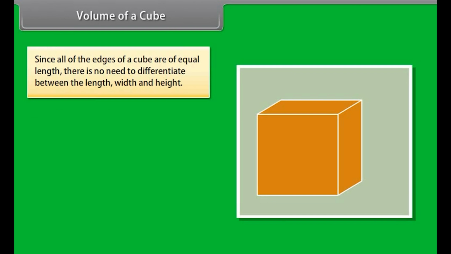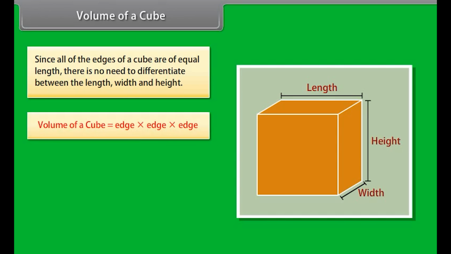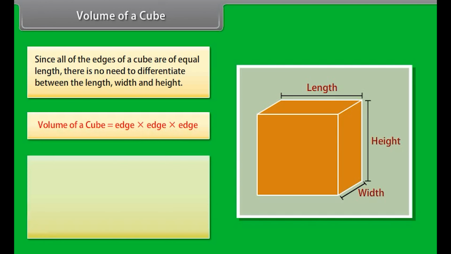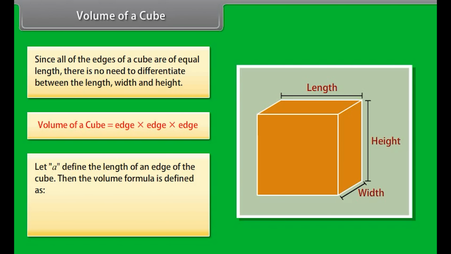Volume of a cube. Since all of the edges of a cube are of equal length, there is no need to differentiate between the length, width, and height. The volume of a cube is determined by multiplying the lengths of three edges of the cube. Let A define the length of an edge of the cube. Then the volume formula is defined as V is equal to A into A into A. This formula is also written as V is equal to A cube.